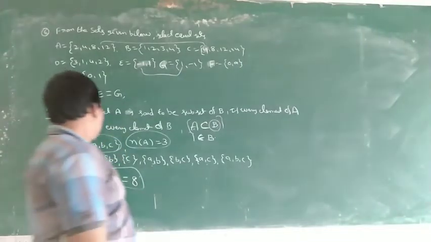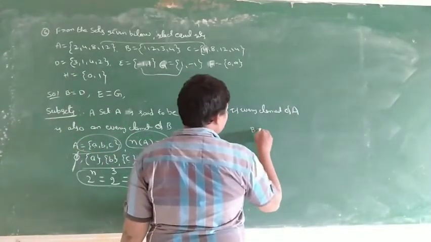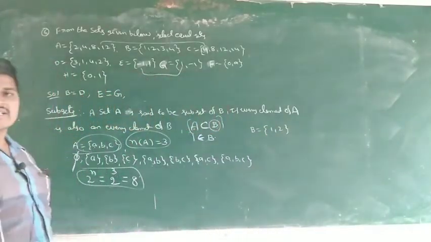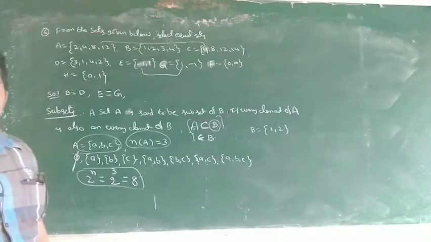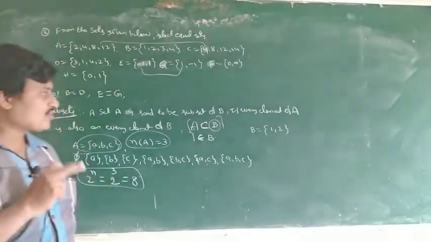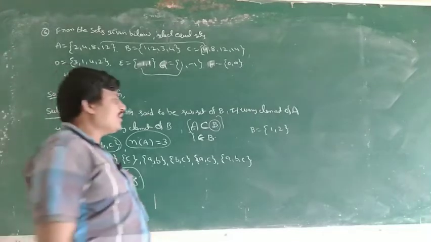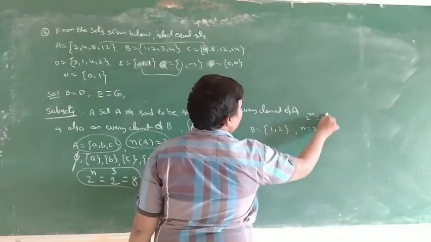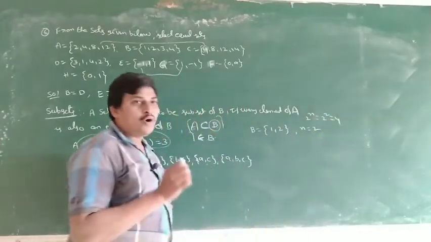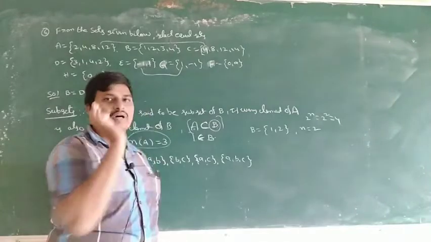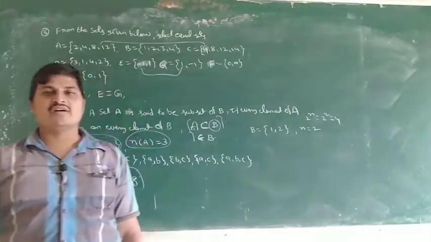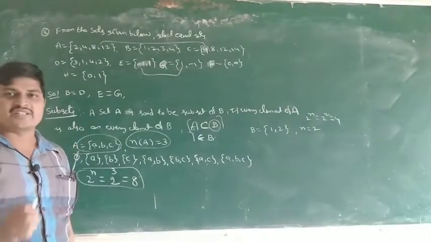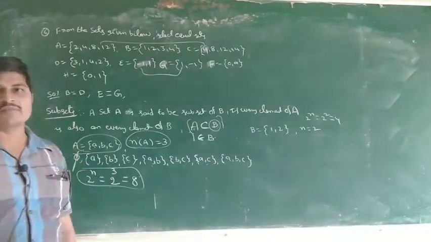Another example. For example, B is equal to {1, 2}, B is a set. How many subsets are there? 2 square. B has how many elements? n is equal to 2 elements. Formula 2 power n. 2 square is equal to 4. How many means direct answer 4. How many subsets are there in the given set B? The answer is 2 square, 4. This is enough. One more question.